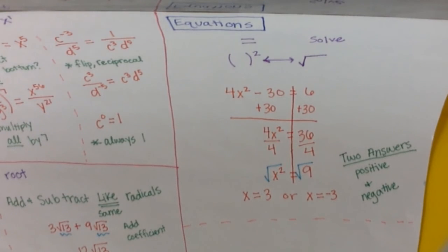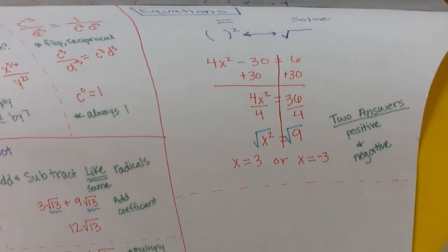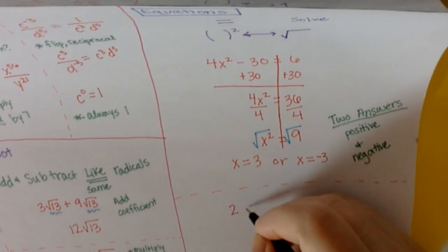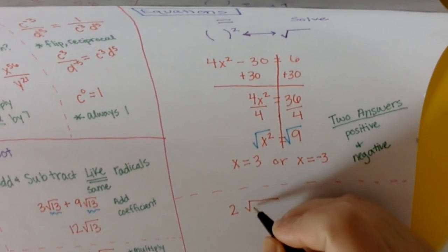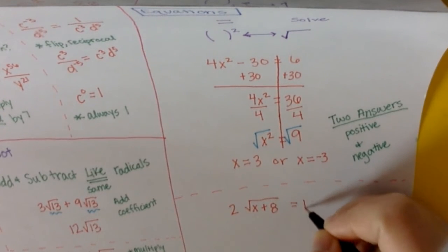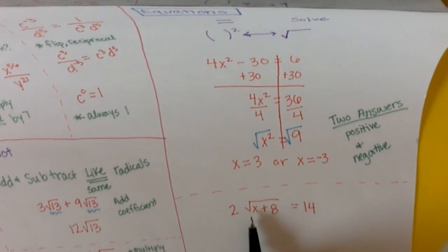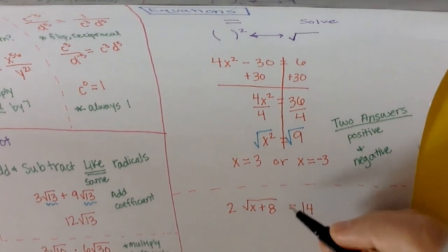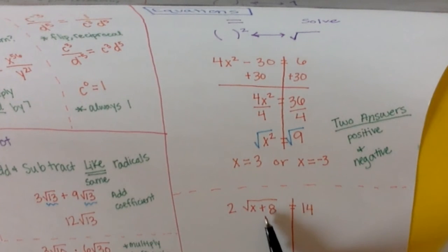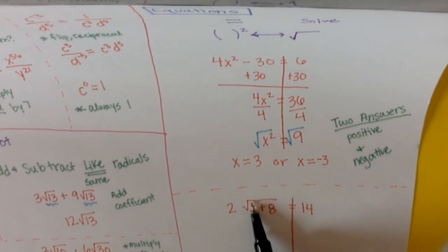So our last one, we have 2 square root of x plus 8 equals 14. So this has a square root, and we need to undo that at some point. When we solve this, that 8 is normally what we would undo first. But this time that 8 is underneath that square root. So it's protected, we can't get to it. So we're going to undo this 2 on the outside first. Remember, if they're touching, that means multiply. So to undo multiply, we're going to divide.